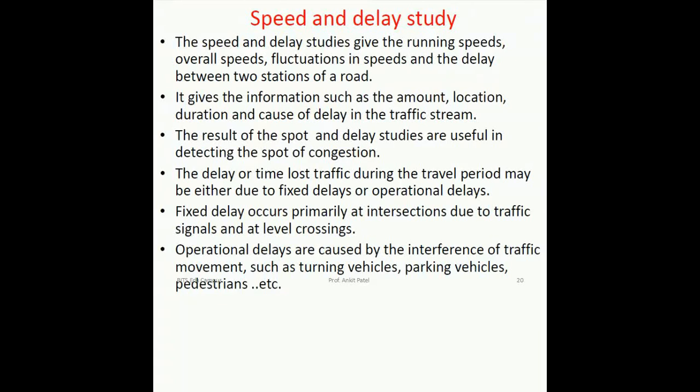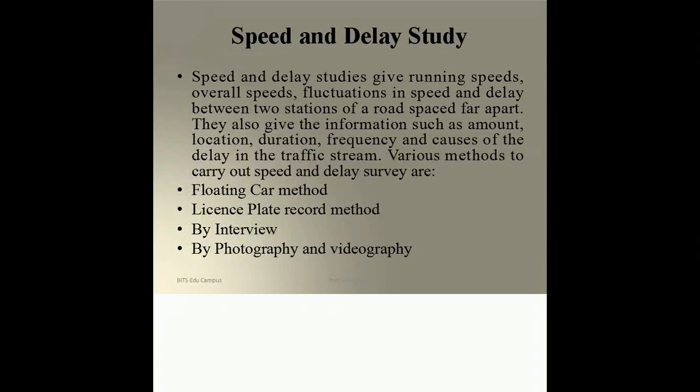Fixed delay occurs primarily at intersections due to traffic signals and at level crossings. Operational delays are caused by the interference of traffic movement such as turning vehicles, parking vehicles, and pedestrians, etc. Speed and delay studies give running speed, overall speed, fluctuations in speed, and delay between two stations of a road spaced far apart.